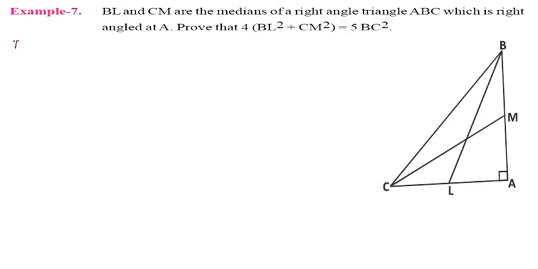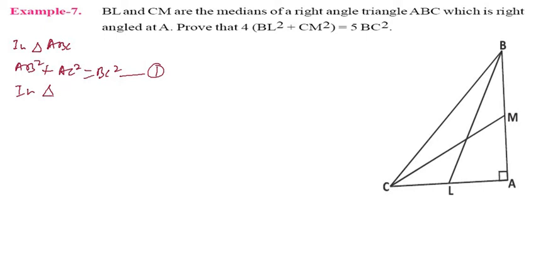First of all, in triangle ABC, what will be applied? It is AB square plus AC square is equal to BC square. So that one is your first equation.